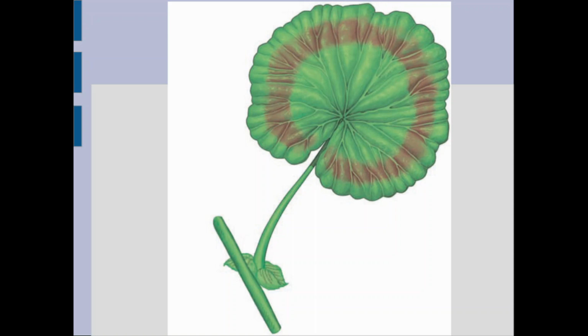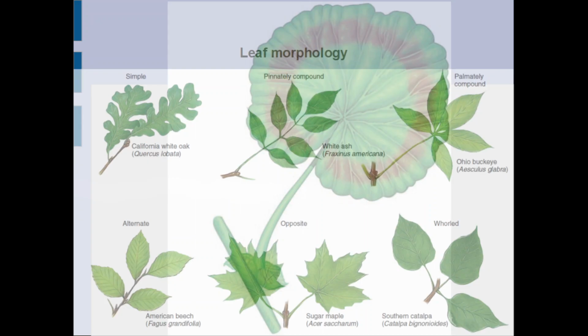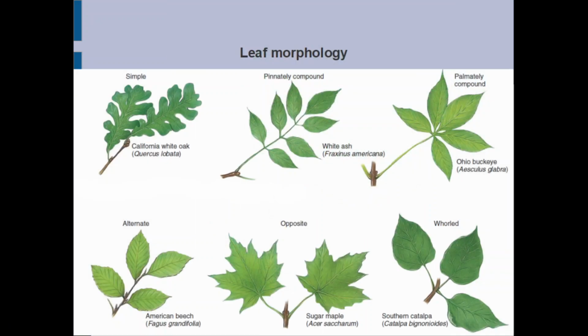Leaves can be simple, that means they have a single blade, and compound. Compound leaves are divided into several leaflets. And so the Quercus lobata or California white oak is a good example of the simple leaf. So these are different types of the leaves that can be found.